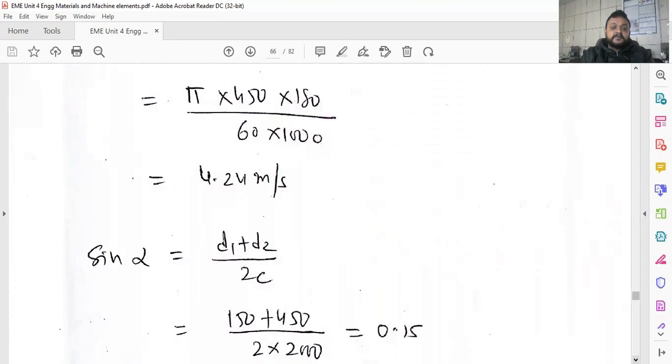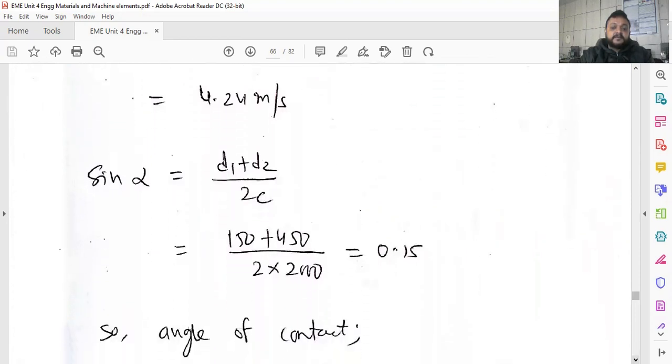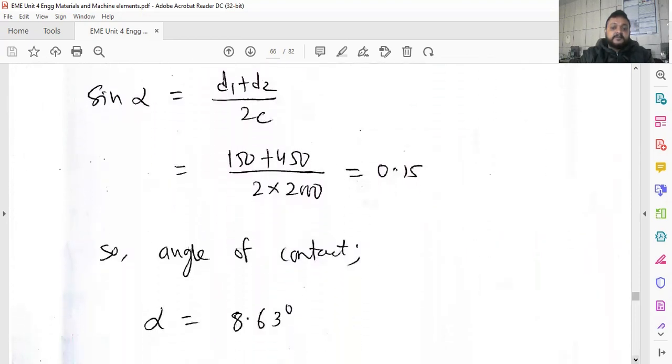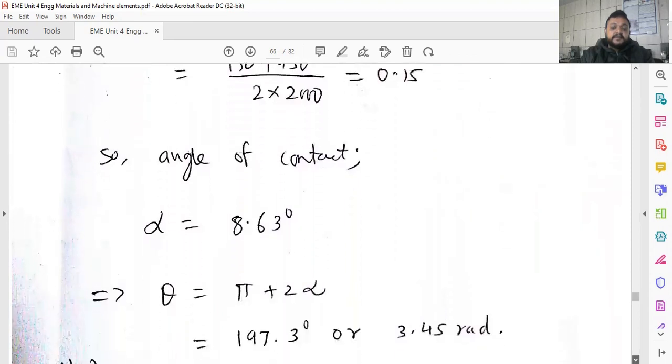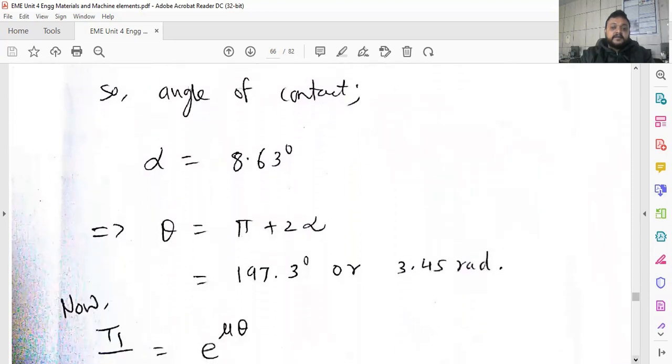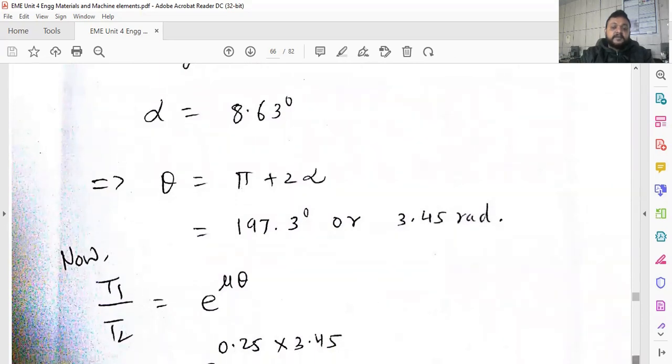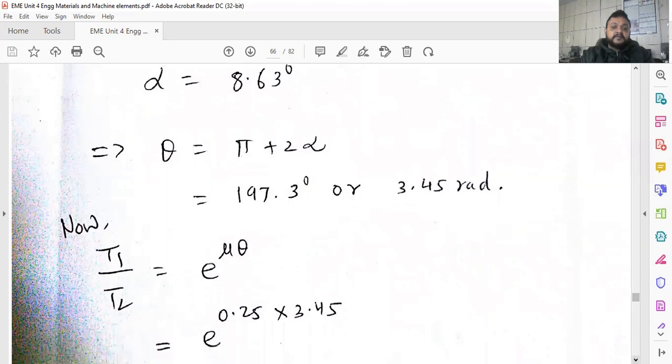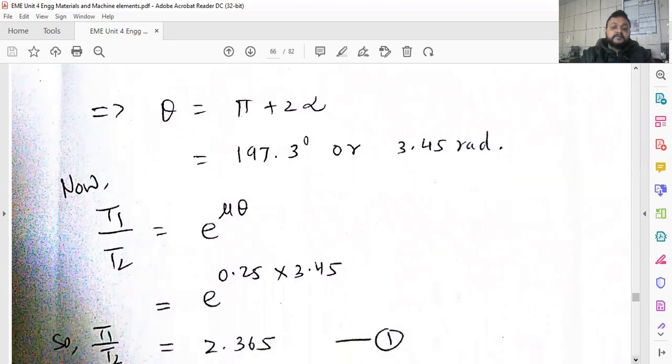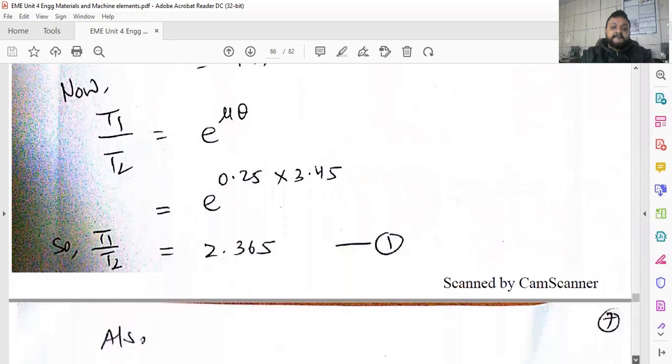Alpha is equal to (D1 plus D2) by twice C. So first of all, you have to find out the angle of contact alpha, and then the included angle theta is equal to pi plus 2 into alpha. Find it in degrees and convert it into radians. T1 by T2 is equal to e raised to mu theta. Use this equation to find out the ratio.